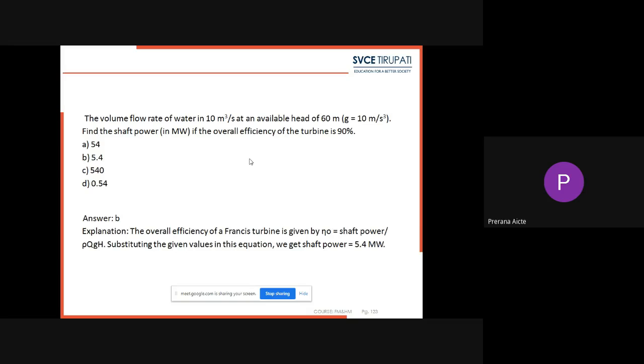Next one, the volume flow rate of water is 10 meter cube per second at an available head of 60 meters. Find the shaft power in megawatts if the overall efficiency of the turbine is 90%. So the overall efficiency of a Francis turbine is given by eta O equals shaft power by rho g Q H. So substituting all the values we get 5.4 megawatts.